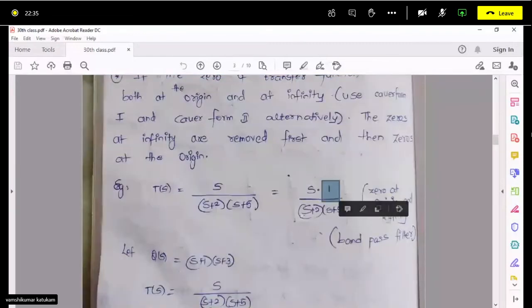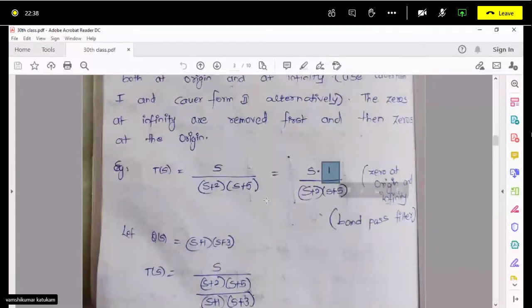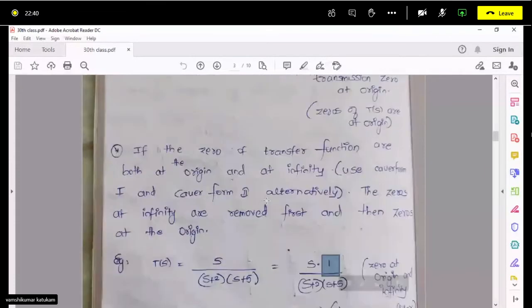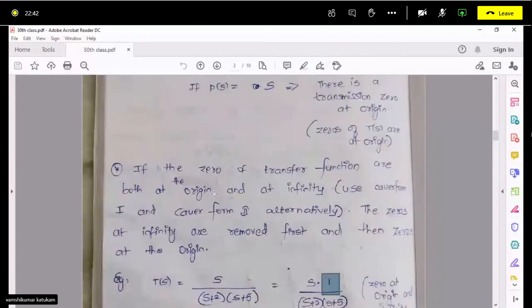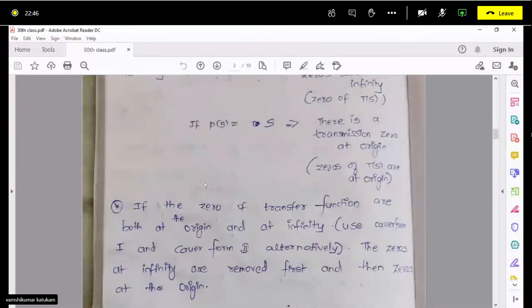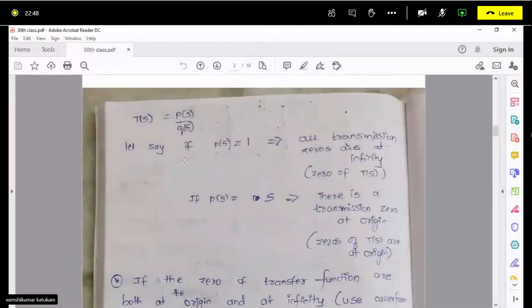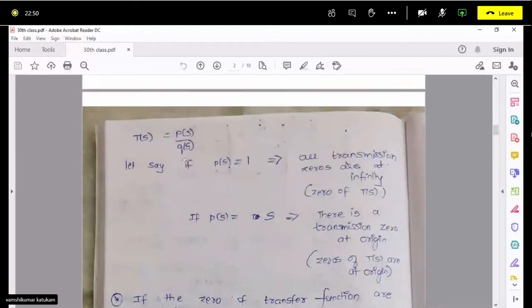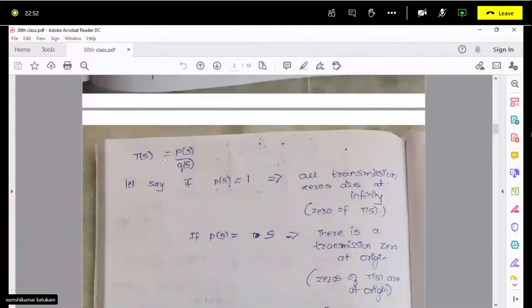In such a case, which is a band pass filter, we have to follow this method. What is that? Let us see this. Whatever I explained, I have written it once again.